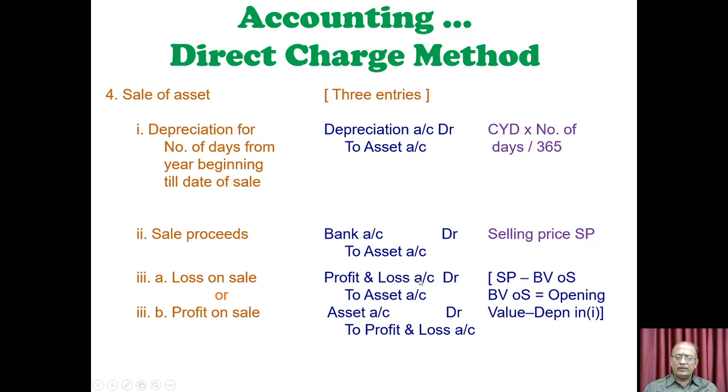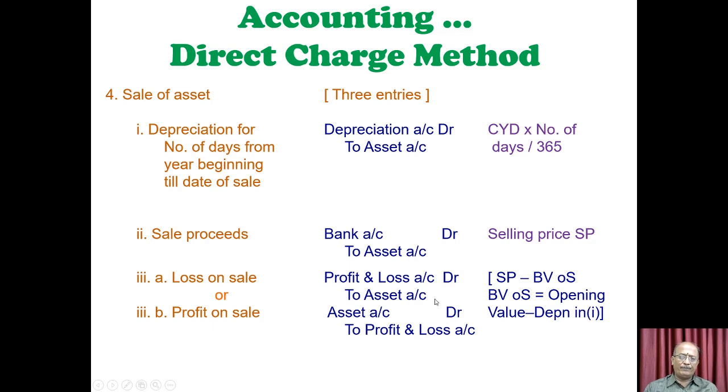So this is shown here. Profit and loss account debtor 1,000 to asset account 1,000. If you have sold it for 18,000, that is, 16,000 worth of asset is being sold for 18,000, then there is a profit of 2,000. In that case, asset account will be debited with the 2,000 followed by to the profit and loss account 2,000. This is a capital profit. So if it is a loss, you have to debit the profit and loss account. If it is a profit, you have to credit the profit and loss account.